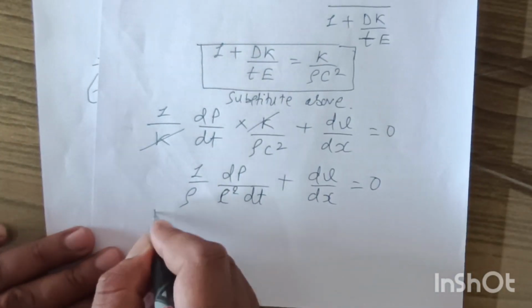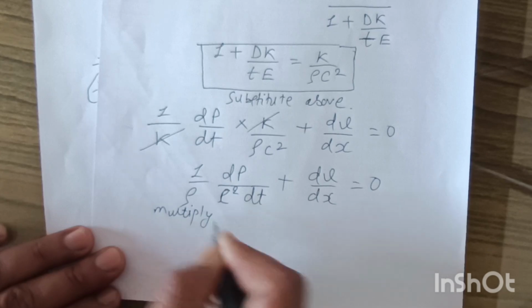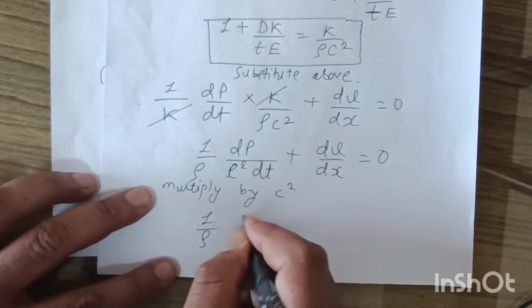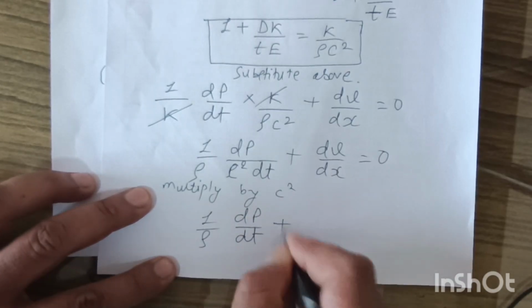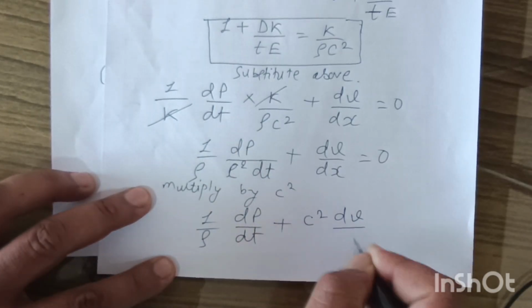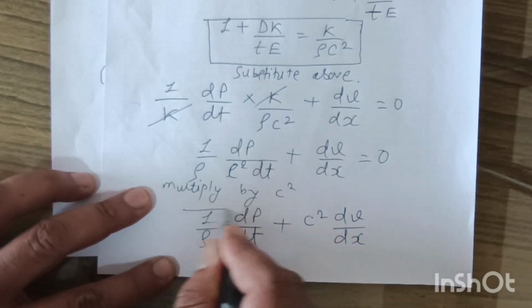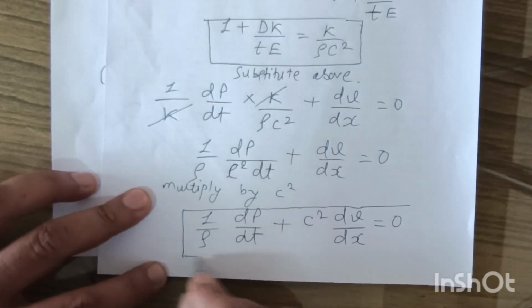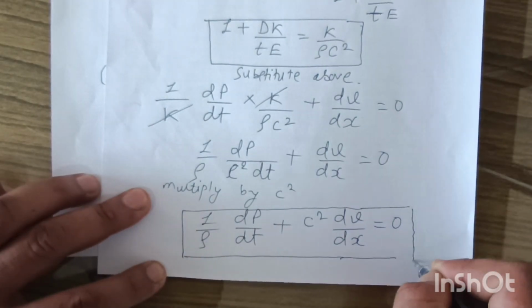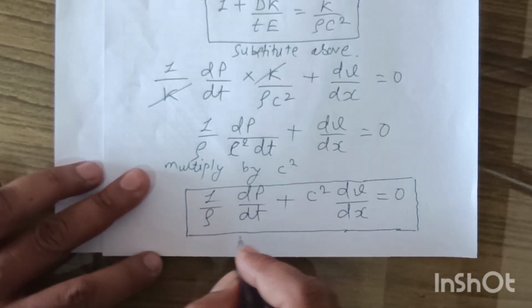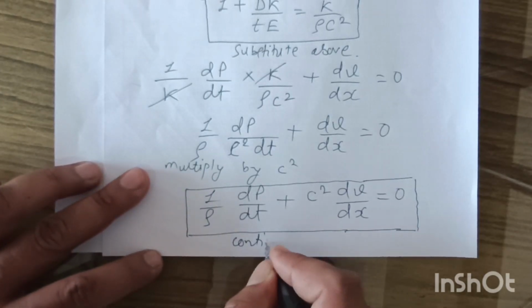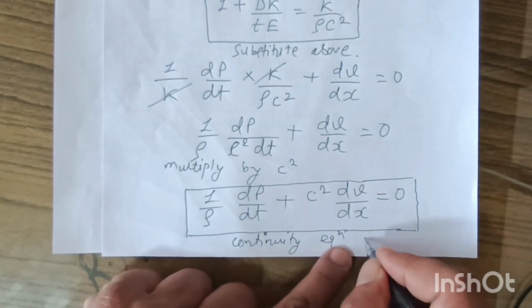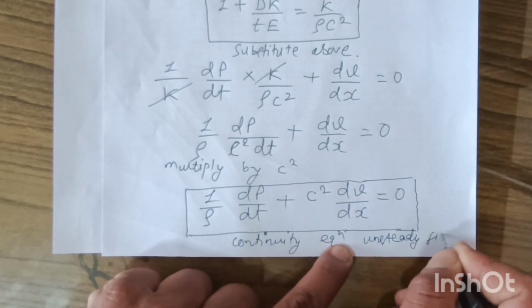Multiply by c square, and we are going to get 1 by rho dp by dt plus c square dv by dx, where c square is the celerity, and this expression is equal to 0. This is the final expression we need, and this is the continuity equation in the case of unsteady flow in the pipeline. We have finalized the derivation of the continuity equation for unsteady flow in the pipeline.